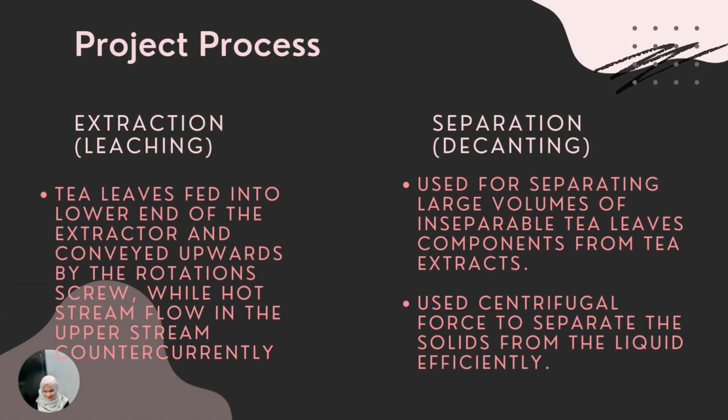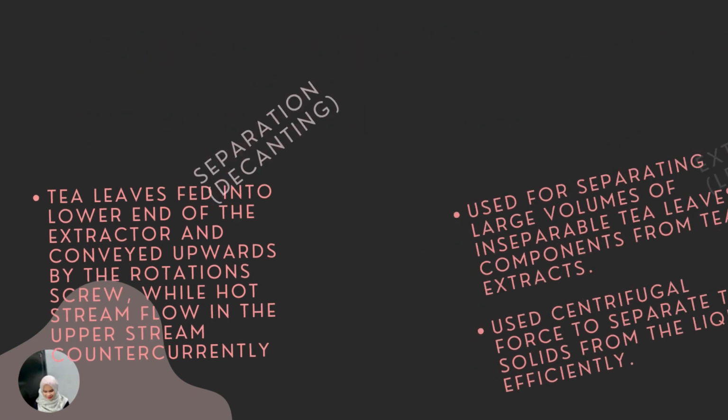Firstly, the extraction or leaching process. Tea leaf is fed into the lower end of the extractor and conveyed upwards by the rotating screw while hot steam flows in the upper stream countercurrently. The second process is separation or decanting, used for separating large volumes of insoluble tea leaf components from the tea extract. It uses centrifugal force to separate the solid from the liquid efficiently.